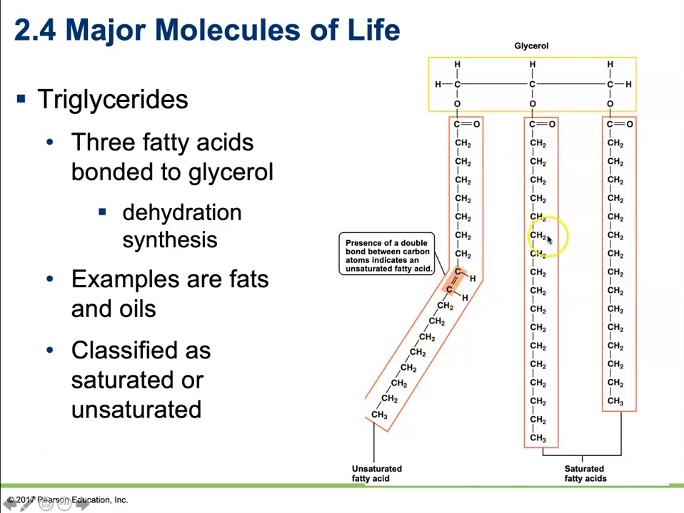If there are no double bonds, then we say it is a saturated fatty acid. By saturated, we mean that it is holding as many hydrogens as it possibly can. So you have one carbon bound to another carbon and holding on to two hydrogens. This carbon's bound to another carbon and holding two hydrogens. Each one of these carbons can hold on to two hydrogens.